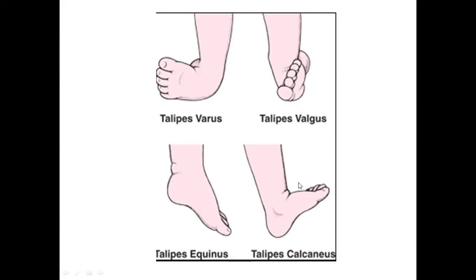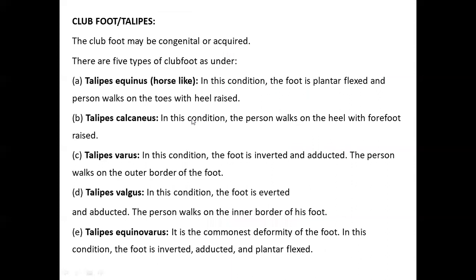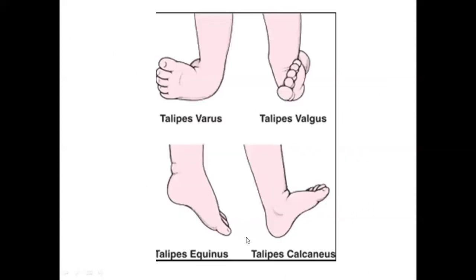Then there is a condition that is known as talipes equinus varus, that is the commonest deformity. इसमें क्या होता है? इसमें in this condition inverted भी होता है, adducted होता है और plantar flexed भी होता है. So दो चीजें एक साथ होती हैं. That is known as talipes equino varus. Okay, so that is basically varus deformity और equinus deformity का combination. So there will be a plantar flexion and inversion and adduction.